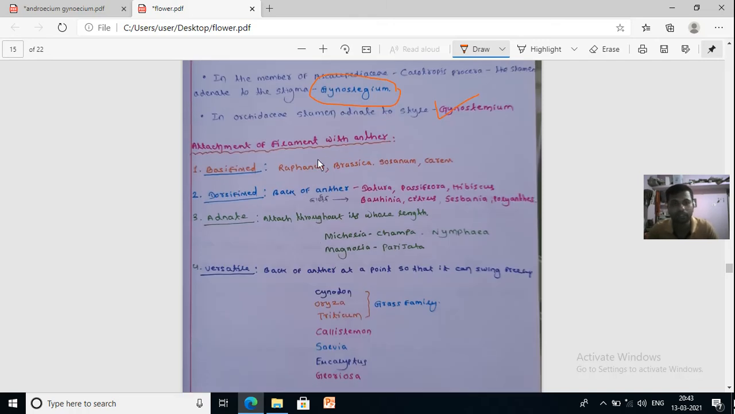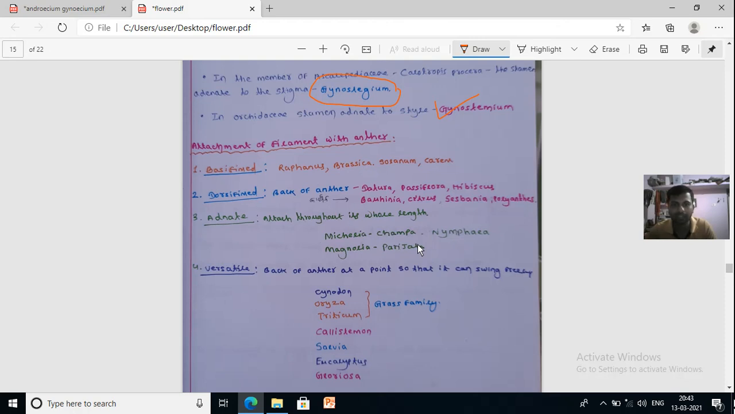Next is the attachment of filament with anther. How the filaments are attached to the anther: it may be basifixed, if attached at the base, as in Raphanus, Brassica, Solanum, Carex. Dorsifixed means at the back of the anther, found in Datura, Passiflora, Hibiscus. Then adnate, attached throughout its whole length.